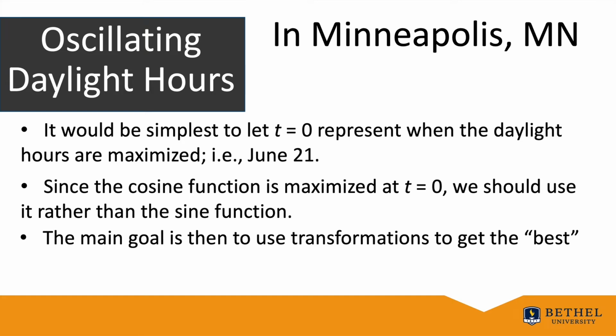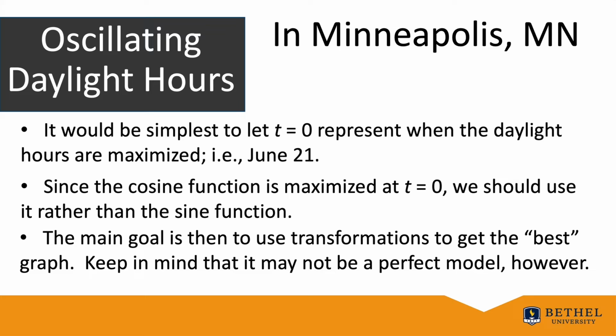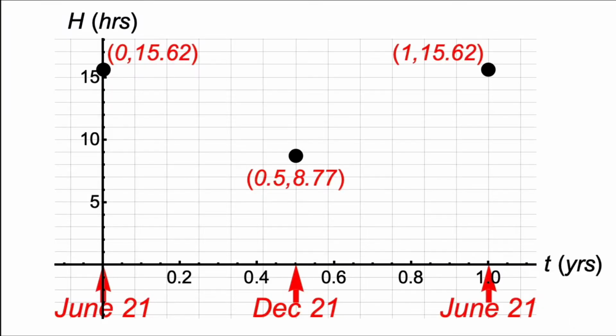The main goal is then to use our knowledge of transformations to get the best graph, keeping in mind that it may not be a perfect model. We need to try to match the amplitude, vertical shift, and period in the actual physical phenomenon. Here's a picture of 3 points that would definitely be on the graph based on the data that we've been given. 0, 15.62 corresponds to June 21st of the current year, 0.5, 8.77 to December 21st of the current year, and 1, 15.62 corresponds to June 21st of the next year.